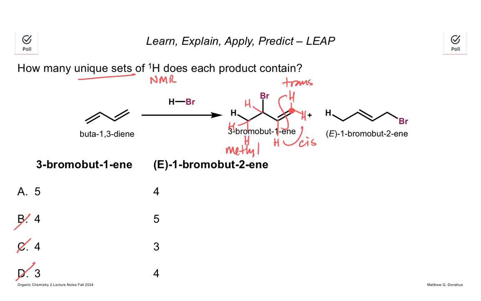Let's write in the other H's for the second thermodynamic product. The methyl group, that's one set. H here, that's 2. H here, that's 3. And then these two H's are equivalent, so that's going to get you your 4.